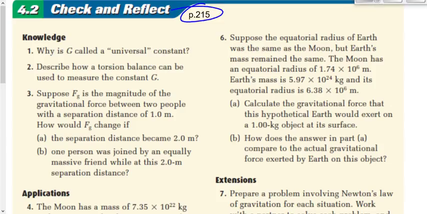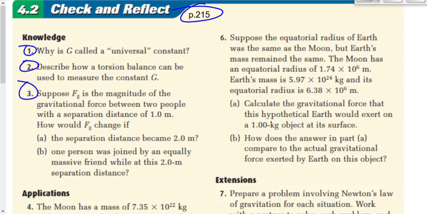We're going to look at some homework that we had on page 215 last night, 1 to 6. We want to look at 3 of those questions, 1, 2, and 3. First one says, why is G, big G, that's the one that has a value of 6.67 times 10 to the minus 11, called the universal constant?